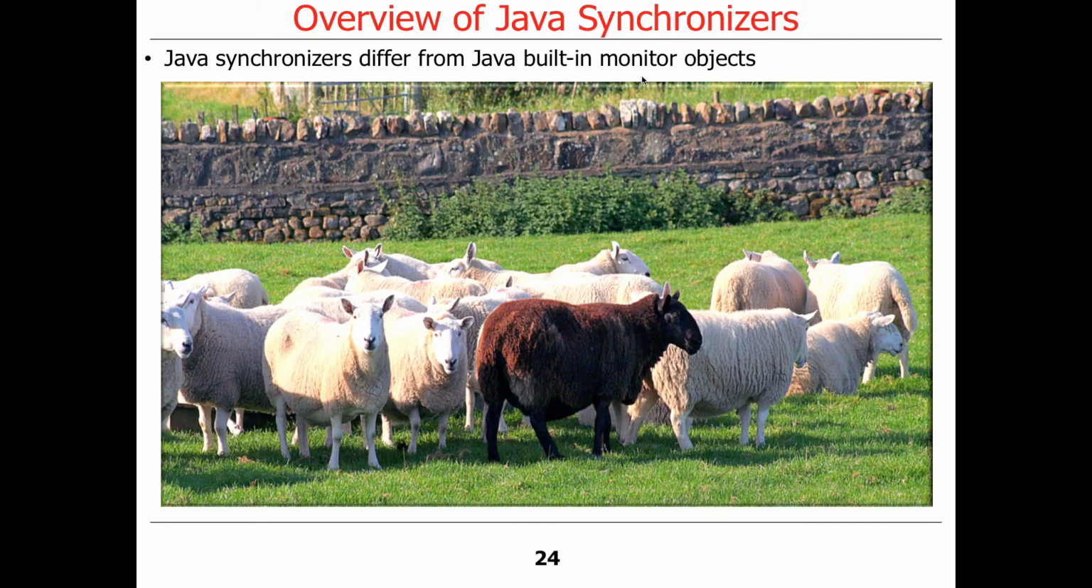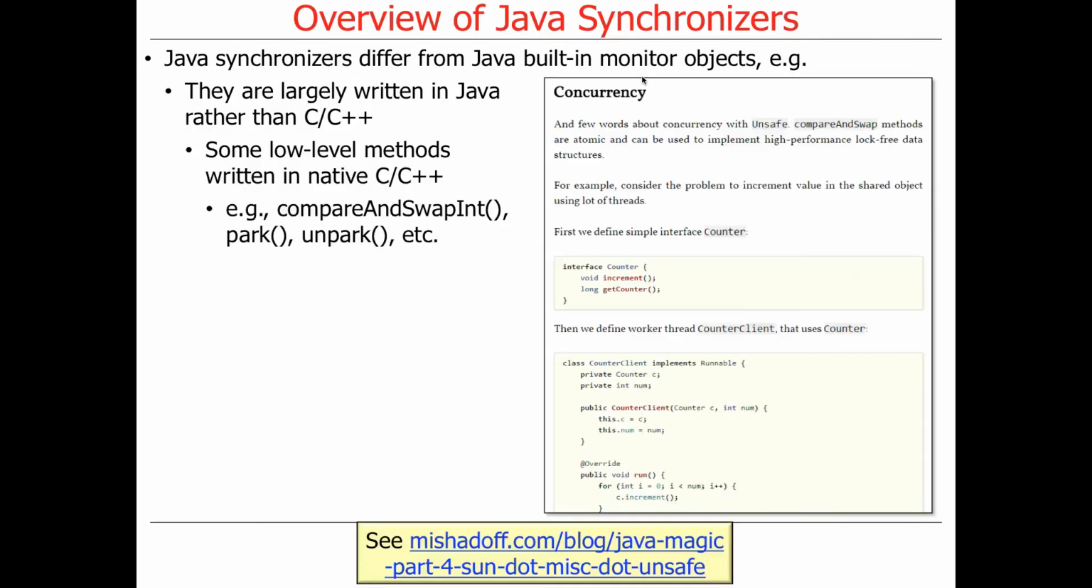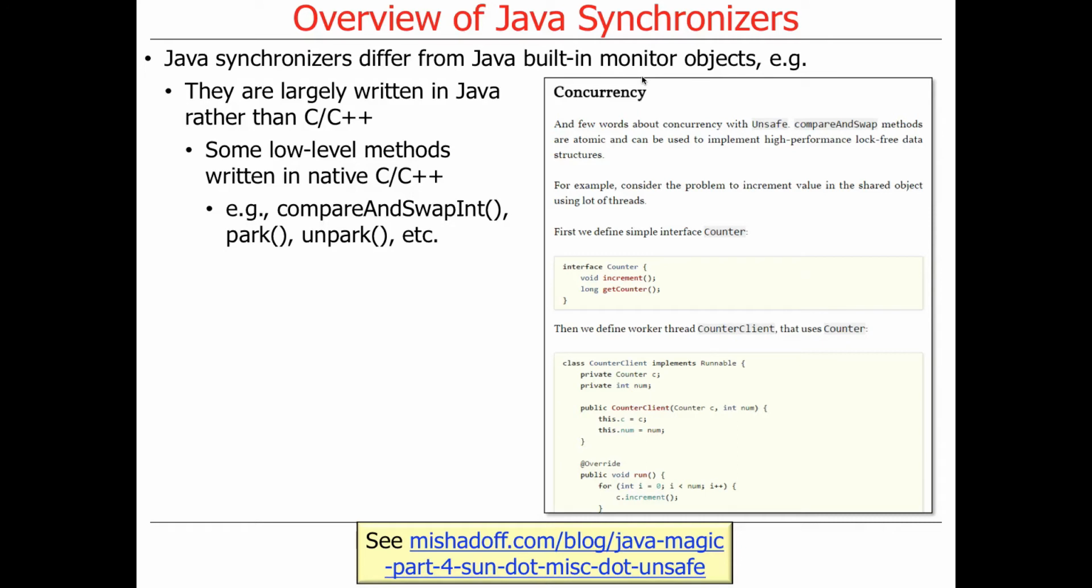OK. The Java synchronizers that we've talked about differ from the Java built-in monitor objects. They're not the same. Here are some of the ways they differ. The synchronizers we talked about are usually written mostly in Java rather than C or C++. Some of the low-level mechanisms that these synchronizers use are written in C and C++. There's some stuff in the Java unsafe class, like compare and swap int that we talked about, park and unpark. These are very low-level mechanisms implemented with native code. But the vast majority of the implementations are in Java. In contrast, monitor objects are written in the Java virtual machine, and so they are written in C or C++.